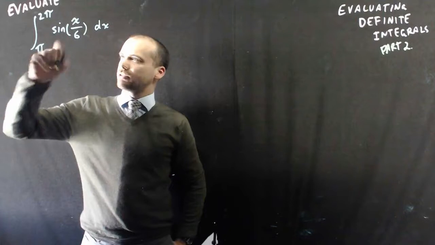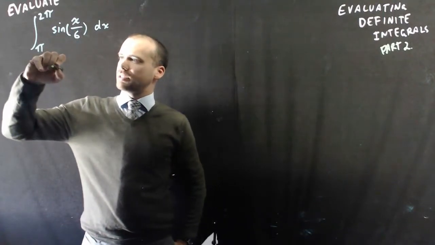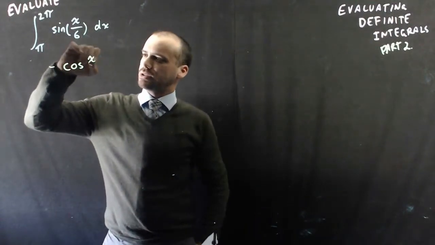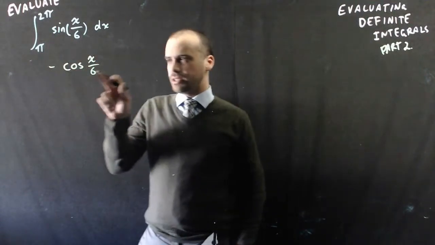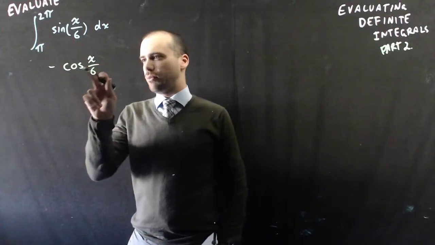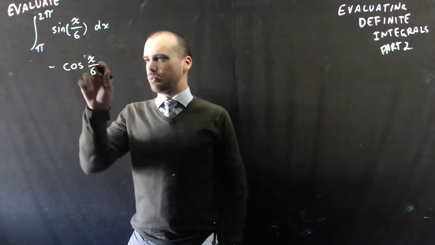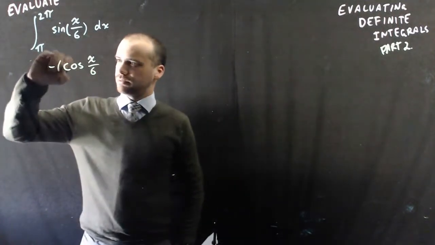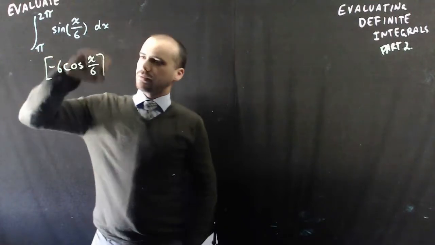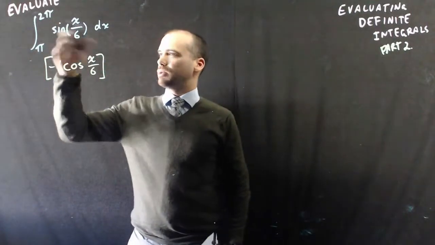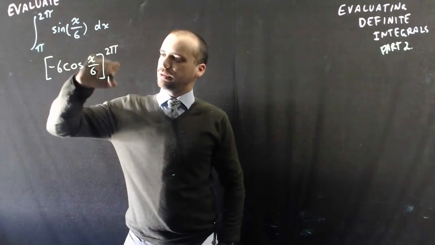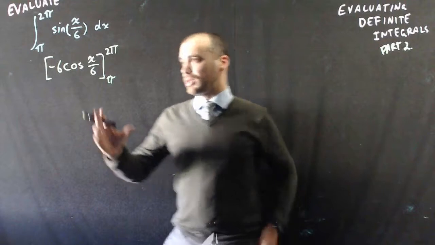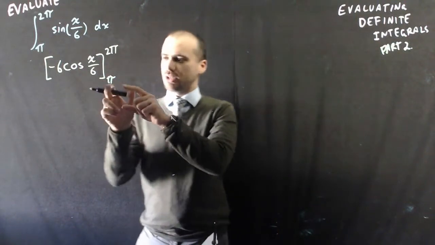So, the integral of sine x on 6 is going to be negative cos x on 6. Now, normally I need to divide by whatever the coefficient is. In this case, it's 1 on 6, and if I divide by 1 on 6, I'm going to get 6. So there's my integral, and my integral between 2 pi and pi.